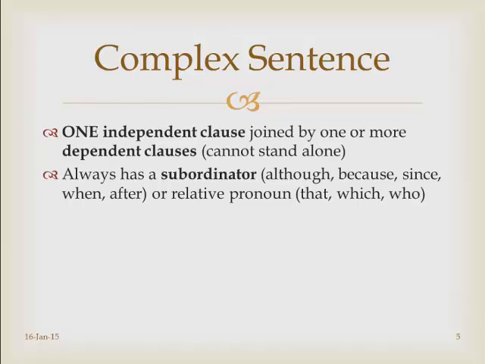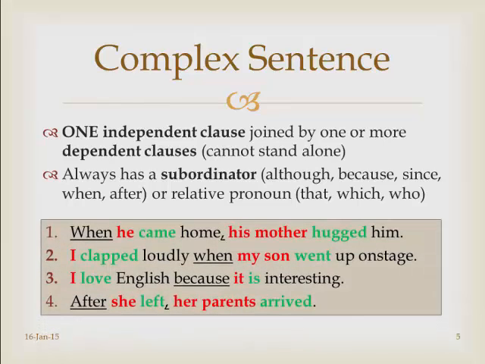So these are joined usually by a subordinator. A subordinator makes the clauses unequal in importance. The independent clause is more important than the dependent clause. So subordinators are words like although, because, since, when, after, or it could be a relative pronoun like that, which, and who. So let's look at these examples.